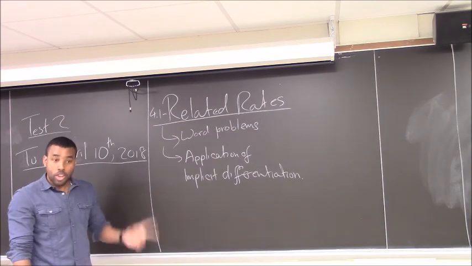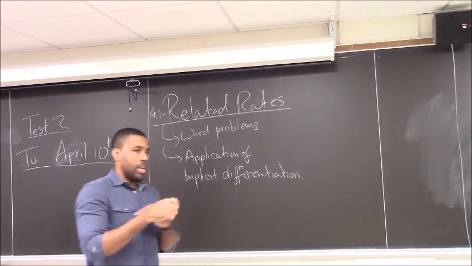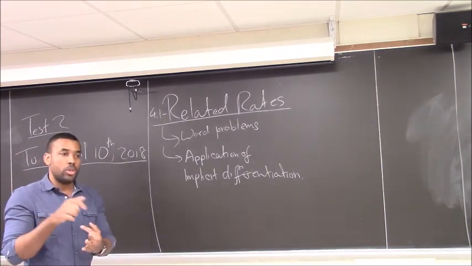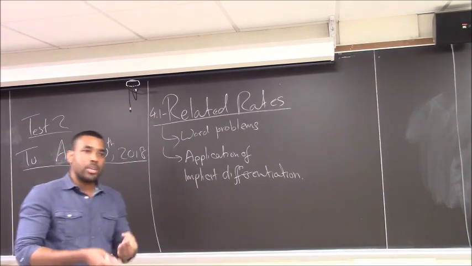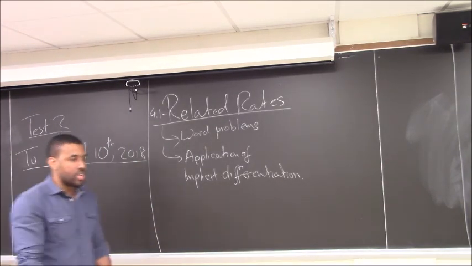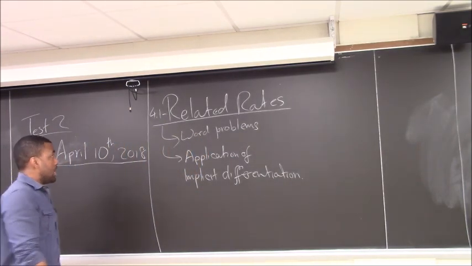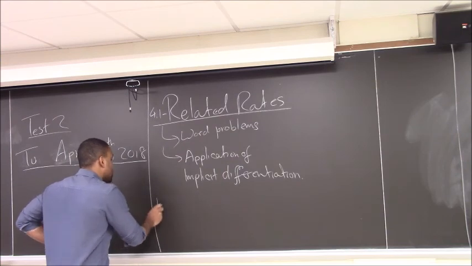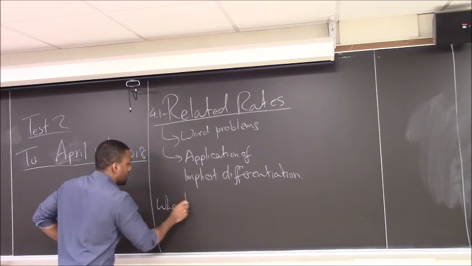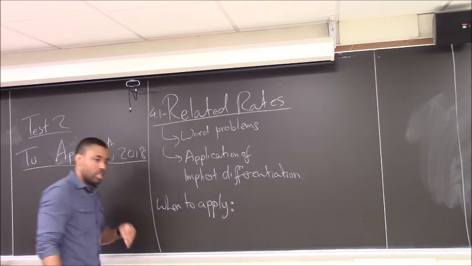So the third test, test 3, is going to include exponential growth and decay. It's also going to include related rates. It will also include optimization. All these 3 topics are word problems, so it's going to be very important that you're able to distinguish which one you're talking about. So how you would know here is basically going to be how the question is phrased.